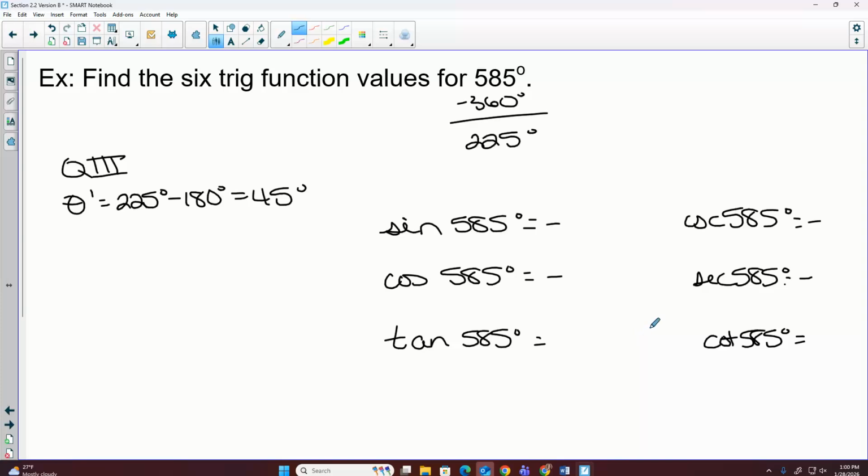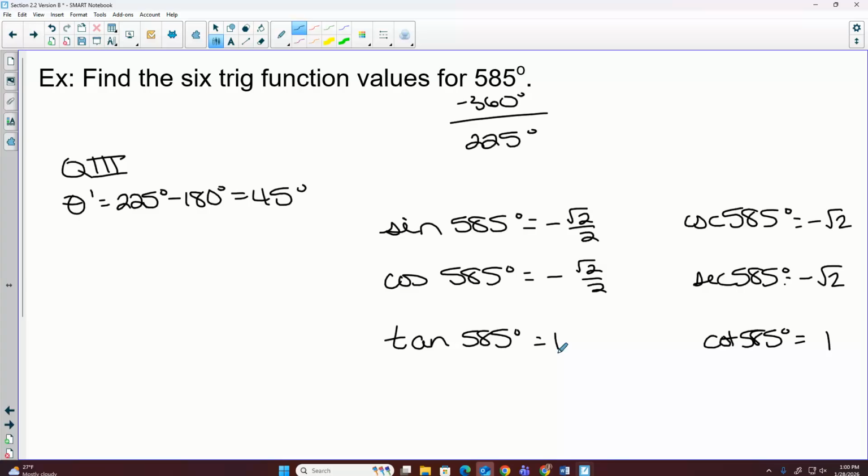Then I'm looking at 45 degrees. What's the sine of 45 degrees? Sine's the square root of the top over 2, so radical 2 over 2. Cosine, square root of the bottom over 2, so radical 2 over 2. Tangent, square root of the top over square root of the bottom, so radical 2 over radical 2 gives us 1. Cosecant is the reciprocal of sine, so we get negative radical 2. Secant, reciprocal of cosine, we get negative radical 2. And cotangent, reciprocal of tangent, gives us 1.